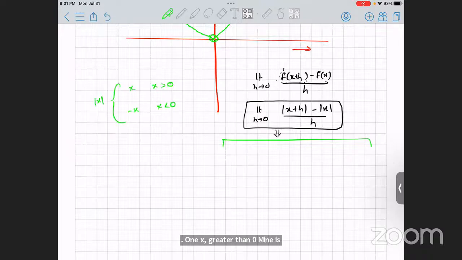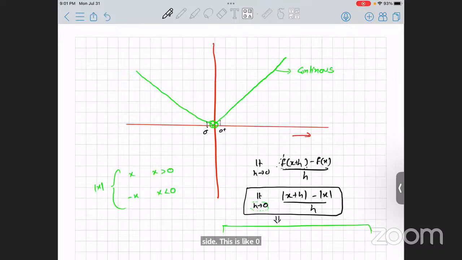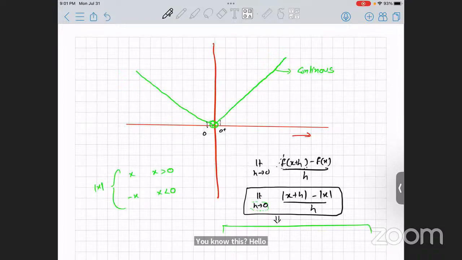Suppose, let us consider, the major problem is with 0. Look, what does a limit say? If you consider the left hand side, this is like 0 minus. If you consider the right hand side, it is 0 plus. You know this? 0 minus means somewhat less than 0.